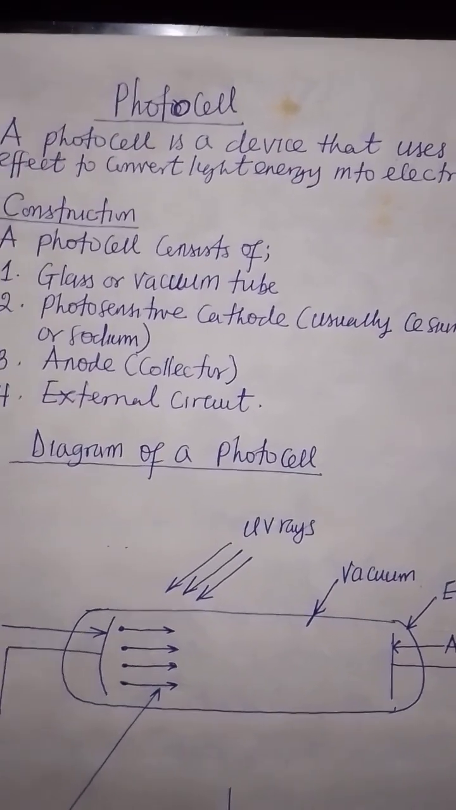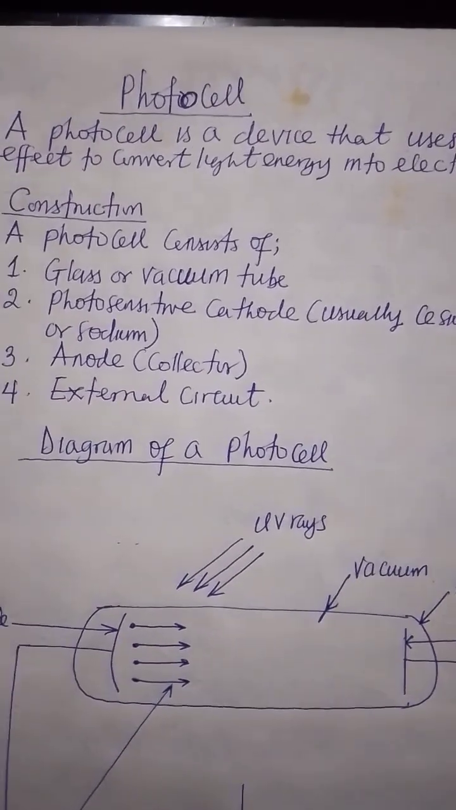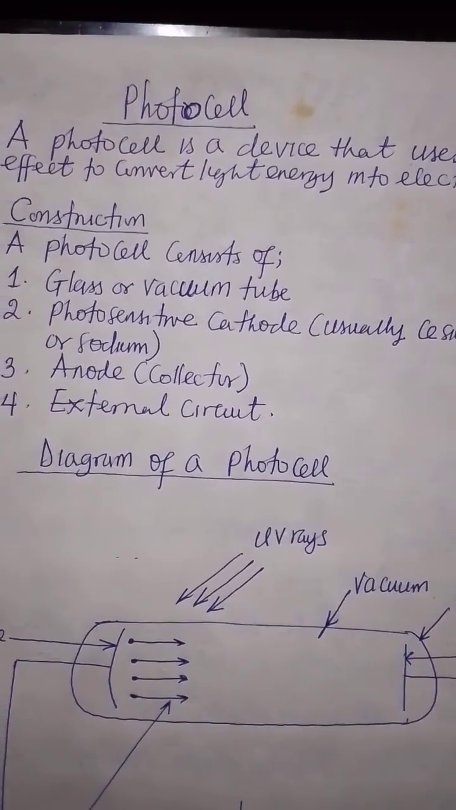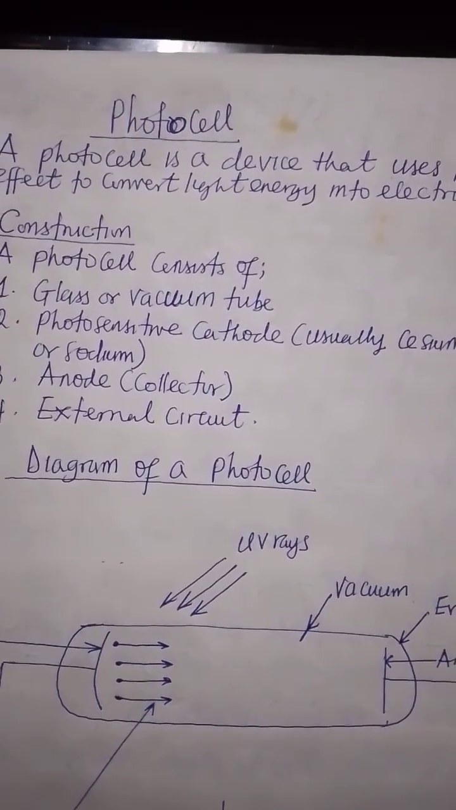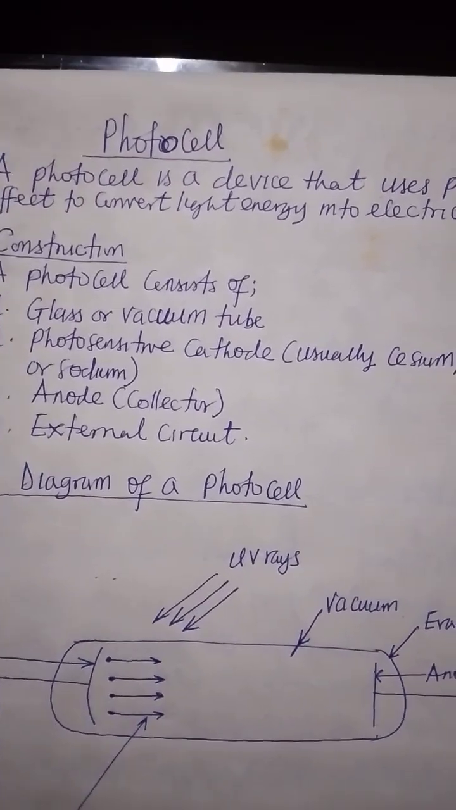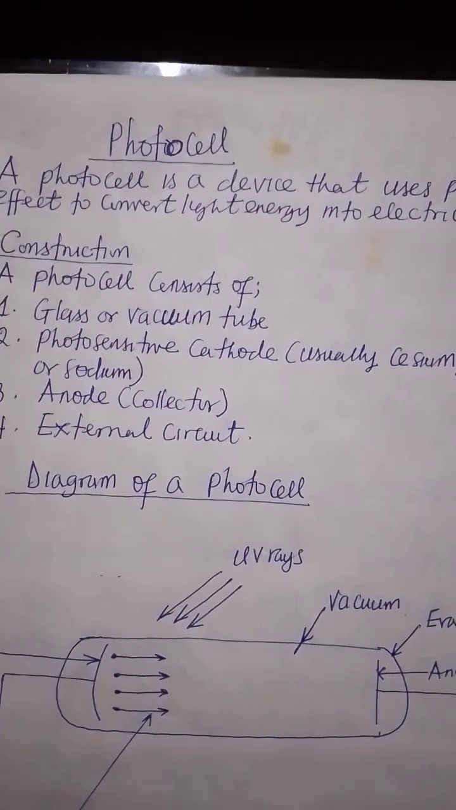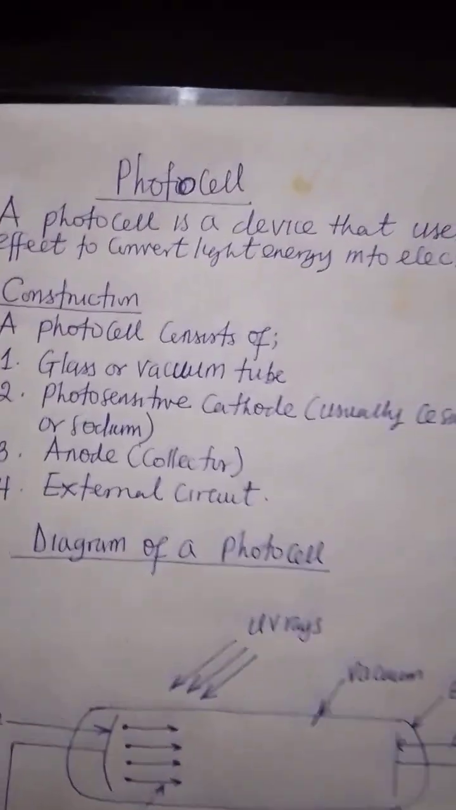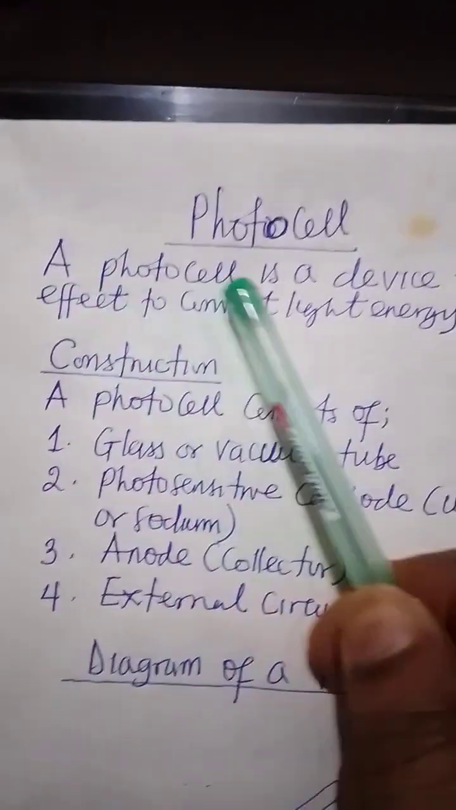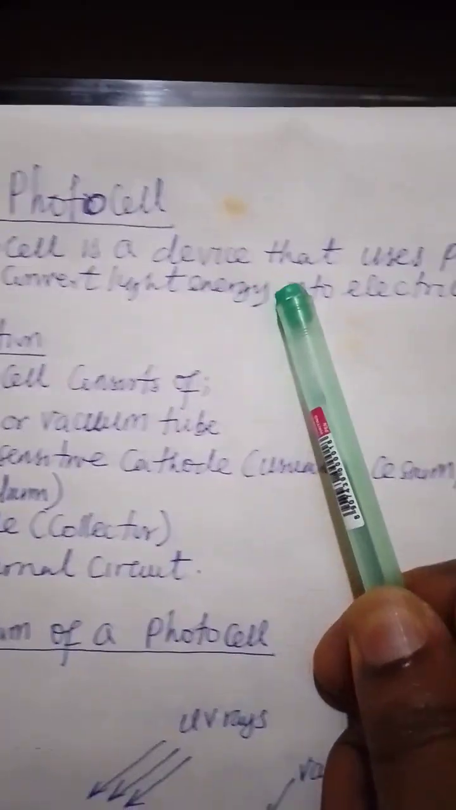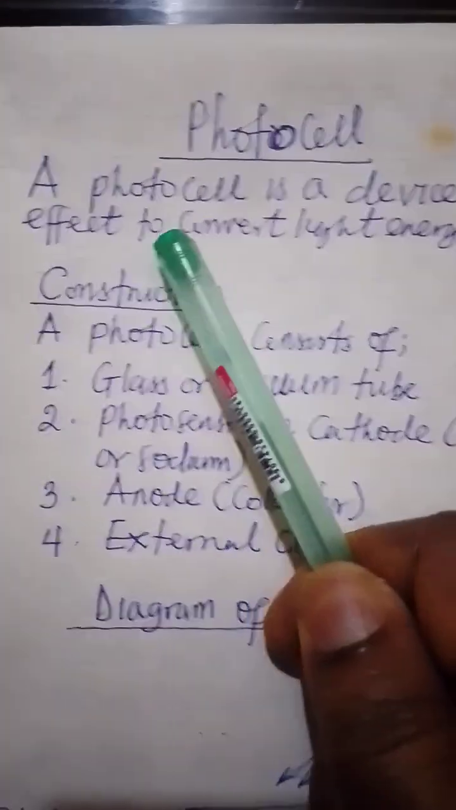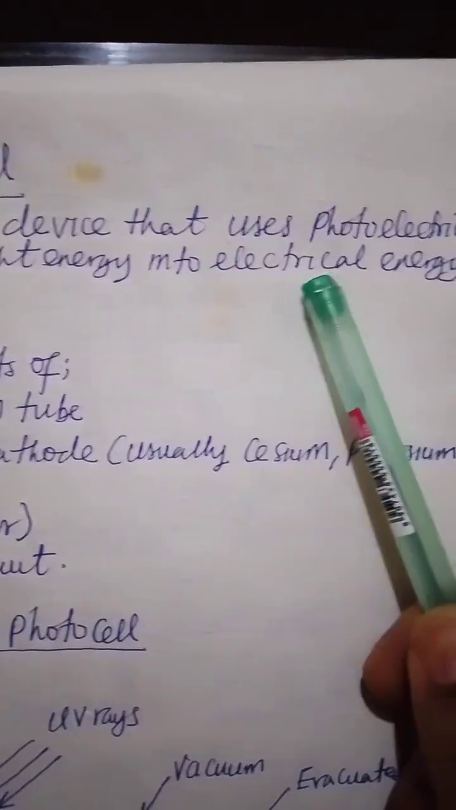We also said that light energy depends on frequency, on the particle nature of light. However, the intensity of light determines its energy in classical wave theory. Today we'll be looking at the photocell. A photocell is a device that uses the photoelectric effect to convert light energy into electrical energy.